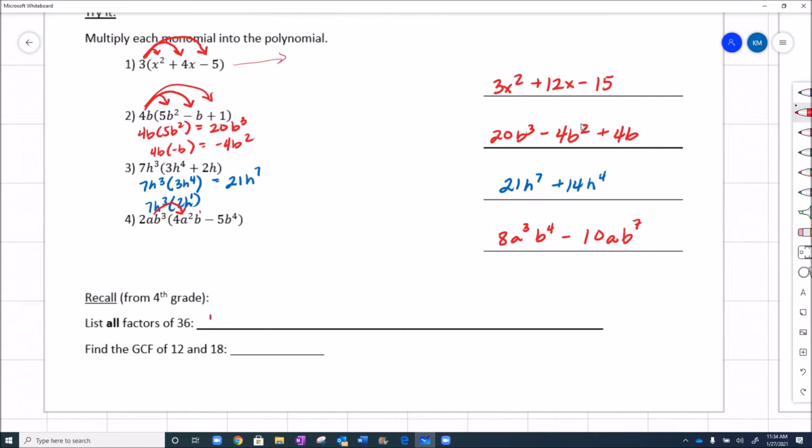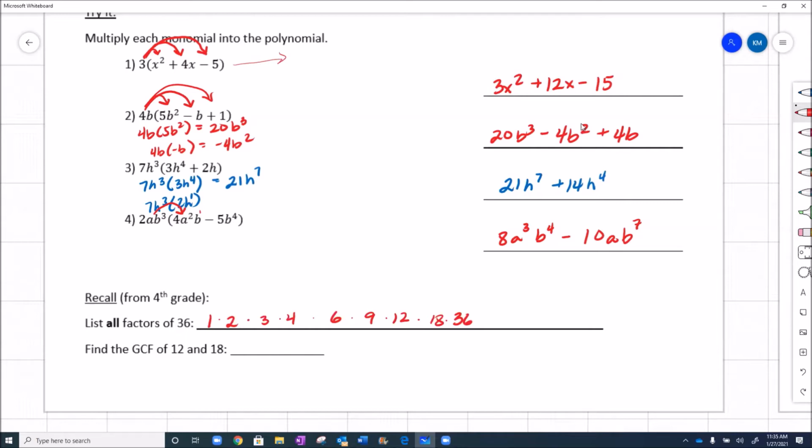So if you think about it, like 1 times 36, 2 and 18, 3 and 12, 4 and 9, and then 5, 6, and 6. Okay, and so factors are just numbers that multiply into our number. A lot of times we won't really consider 1 as a factor, but we'll keep it there for that.